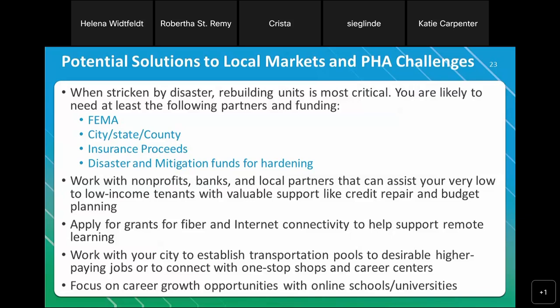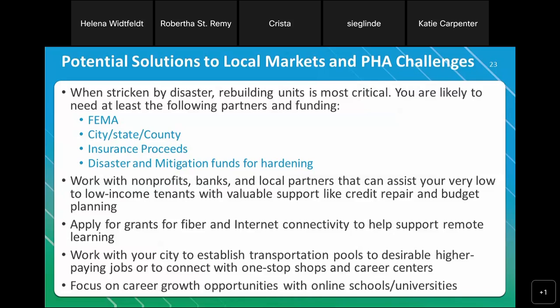Work with your city's established transportation pools for other desirable, high-paying jobs. Sometimes we don't think about it, but when you have a stadium there, that's a job opportunity. There can be a stable job opportunity. Your local technical schools may have pools of other employers that are lining up and knocking at the door, asking, do you have graduates that meet these kinds of demands for the careers that we have?